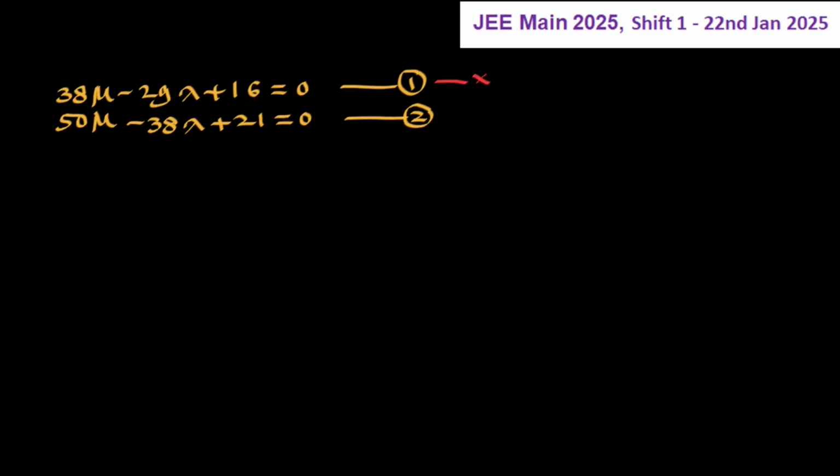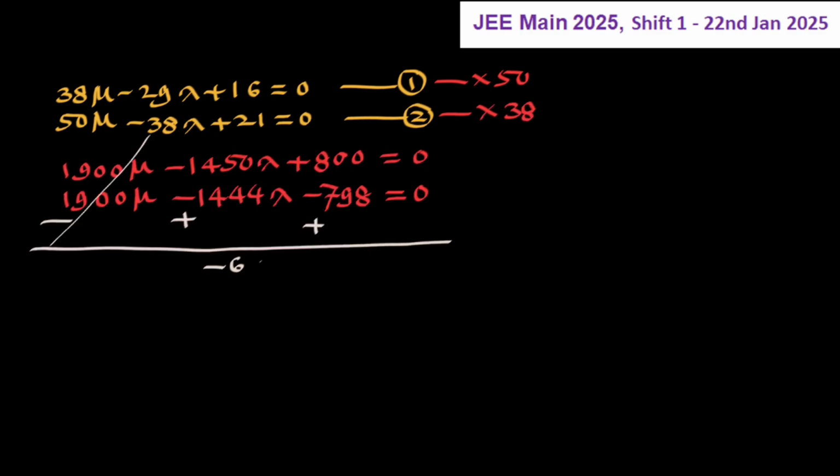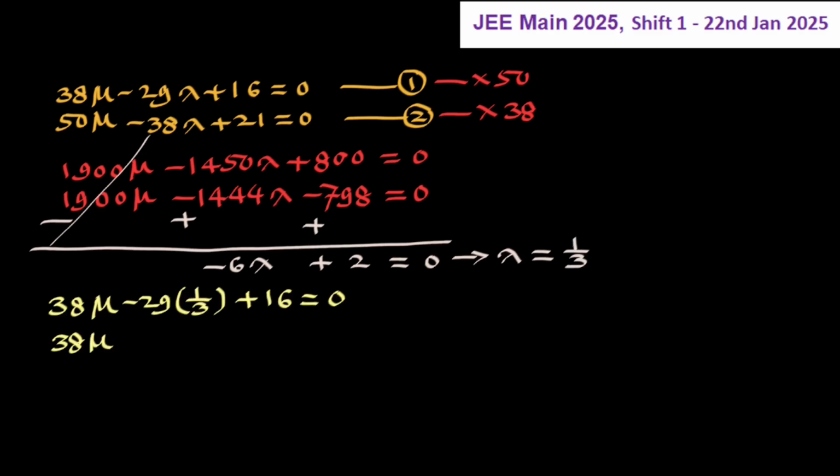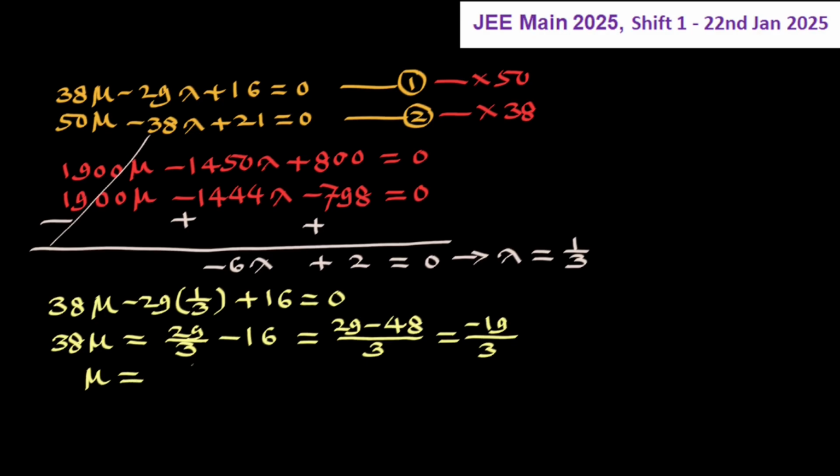Multiply equation 1 by 50 and equation 2 by 38, which gives, changing the signs, minus 6 lambda plus 2 equals 0, which gives lambda equals 1 upon 3. Using the value of lambda in equation 1, 38 mu equals 29 upon 3 minus 16, minus 19 upon 3. That gives mu equals minus 1 upon 6.